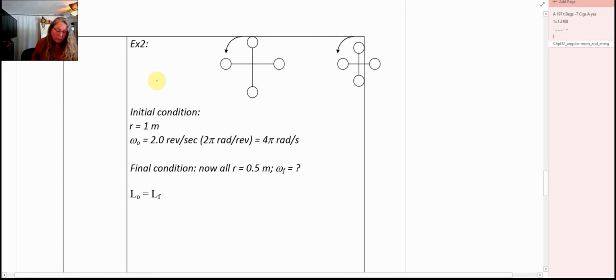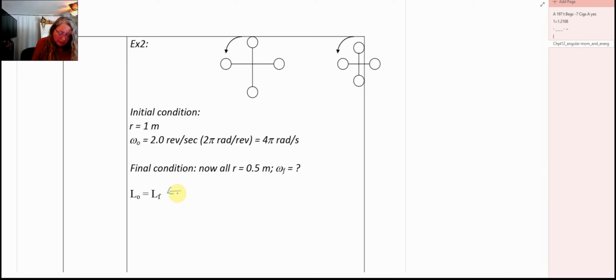Okay, so let's look directly at changing the radius. This is going to be four masses that are initially distributed further away from the center, the axis of rotation, and then they contract. So when they contract, we want to know how fast they're going at the end. And we're going to use the concept of angular momentum conservation, and we use the capital L, in case you haven't seen that before, to denote angular momentum.